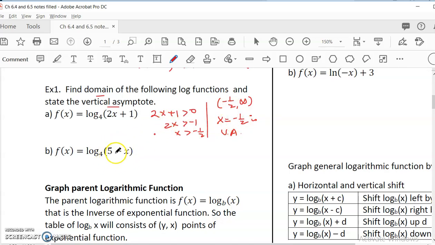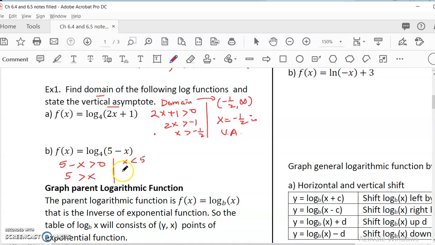What about this one, 5 minus x? So you would say, well, I don't care about the base, so long as the inside has to be positive. So I solve 5 minus x is greater than 0 for the domain, okay? Because my goal is to find the domain. So this is the domain. So I would add x, maybe, 5 is greater than x. That means x is less than 5, right?